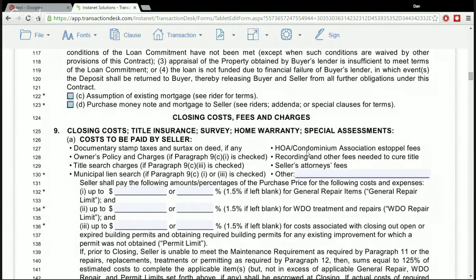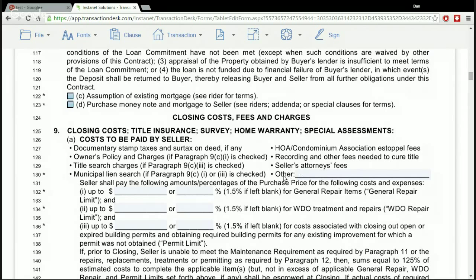HOA Condominium Association estoppel fees are basically fees that the HOA charges to provide payoff information so that everybody knows what is owed via the HOA at closing date. Recording and other fees needed to cure the title.